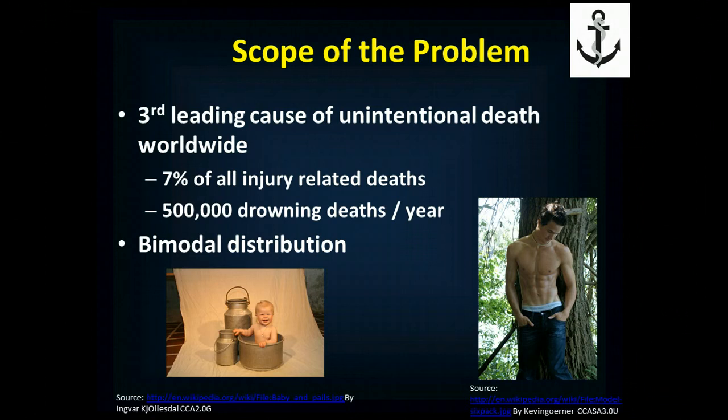Drowning is the third leading cause of unintentional death worldwide, and it accounts for 7% of all injury-related deaths. Estimates range from about 400 to 500,000 drowning deaths a year, and these deaths occur in a bimodal distribution. At one extreme, you have children under 4, about equal male and female, and they drown in bathtubs, pools, buckets, and other liquids around the home. The second group is teenage males, and they die at a far higher rate than teenage females. These are the two major risk groups, although drowning can occur in any age group.